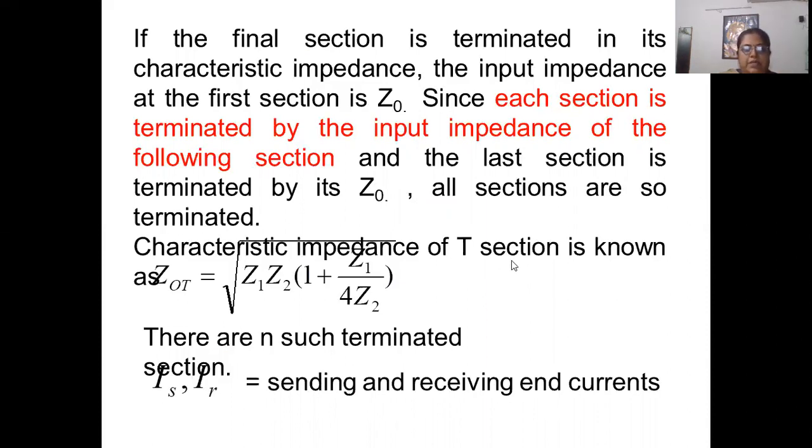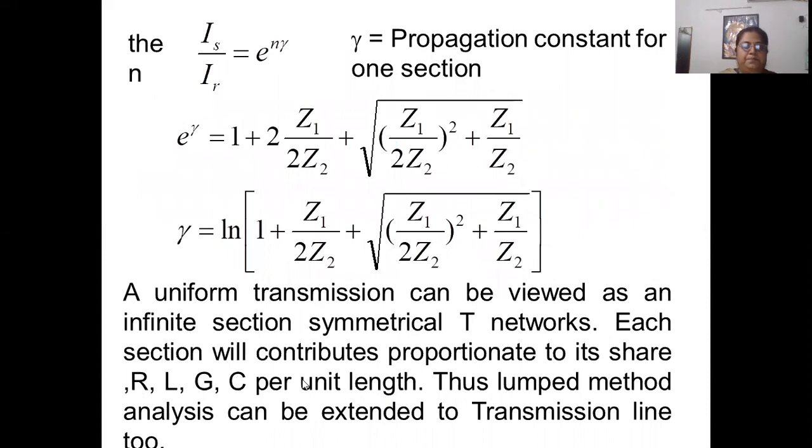Here the characteristic impedance of the T section is given by the square root of Z1 into Z2 plus Z1 squared by 4. There are n such terminated sections, where Is and Ir are the sending and receiving end currents. Here, gamma, the propagation constant for one section, is denoted by Is upon Ir, or e to the power of gamma is 1 plus Z1 upon Z2 plus Z0 upon Z2. Here we can denote it by gamma, taking the natural log on the other side.